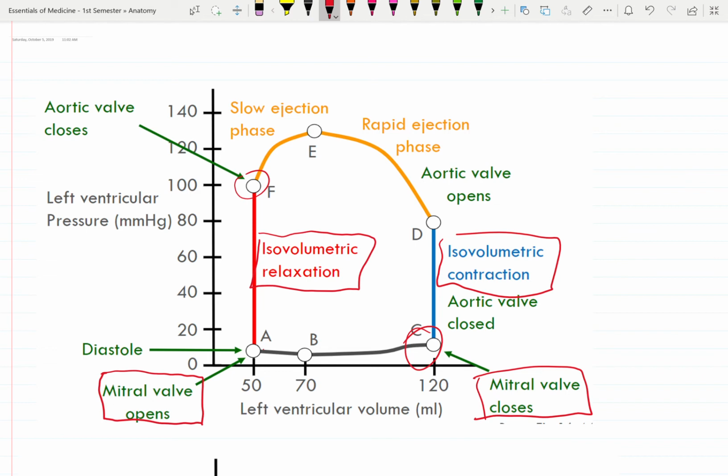Okay, so just to recap, from F to A, there's isovolumic relaxation where volume does not change because the aortic and mitral valves are closed and pressure drops due to the relaxation of the heart. Okay, so after contraction, it's got to relax. So then we go back to A, where we see that the mitral valve opens as the ventricular pressure drops below the atrial pressure, and that completes one cardiac cycle.